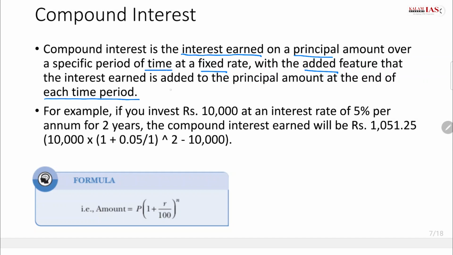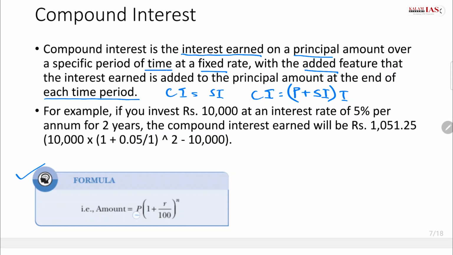Suppose for the first year, compound interest will be equal to simple interest, but in the second year, compound interest includes the principal plus simple interest and the interest over it. That is why it is known as compound, because it adds interest to the interest. We will see the formula, and then solve a few questions so that the concept is clear.